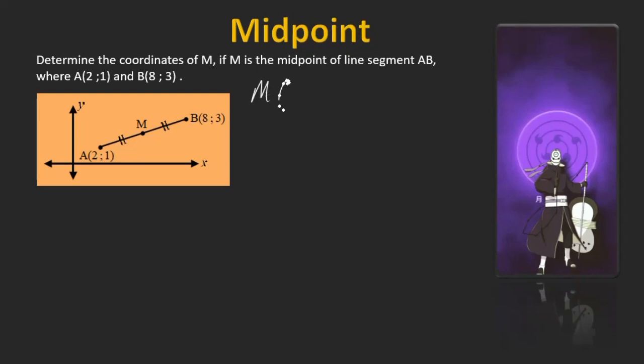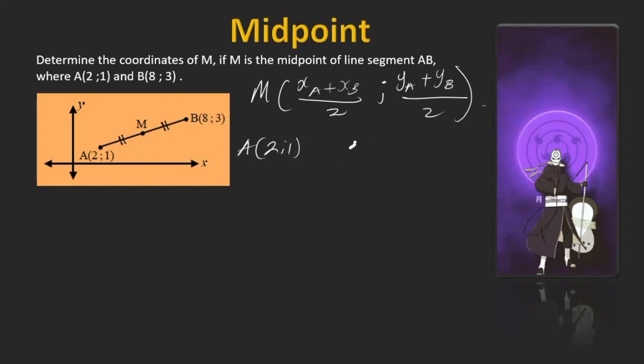Coordinates of a midpoint, I'll have x at a plus x at b all over 2 and y at a plus y at b all over 2. Right. And then now I need to write down my coordinates here. Coordinates for a, I have 2 and 1. Coordinates for b, I have 8 and 3. Right. So now I do my substitution. To get the coordinates of my midpoint, I'm just going to substitute here.